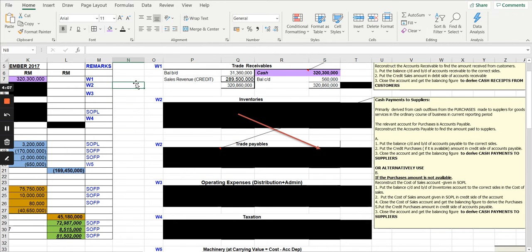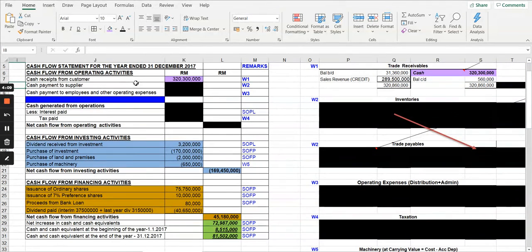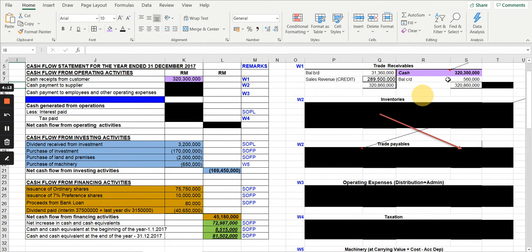Go and transfer that to your cash flow statement, the statement itself. So you can see here, it is being transferred here. Now we go to the second one, where we will show that using working 2.